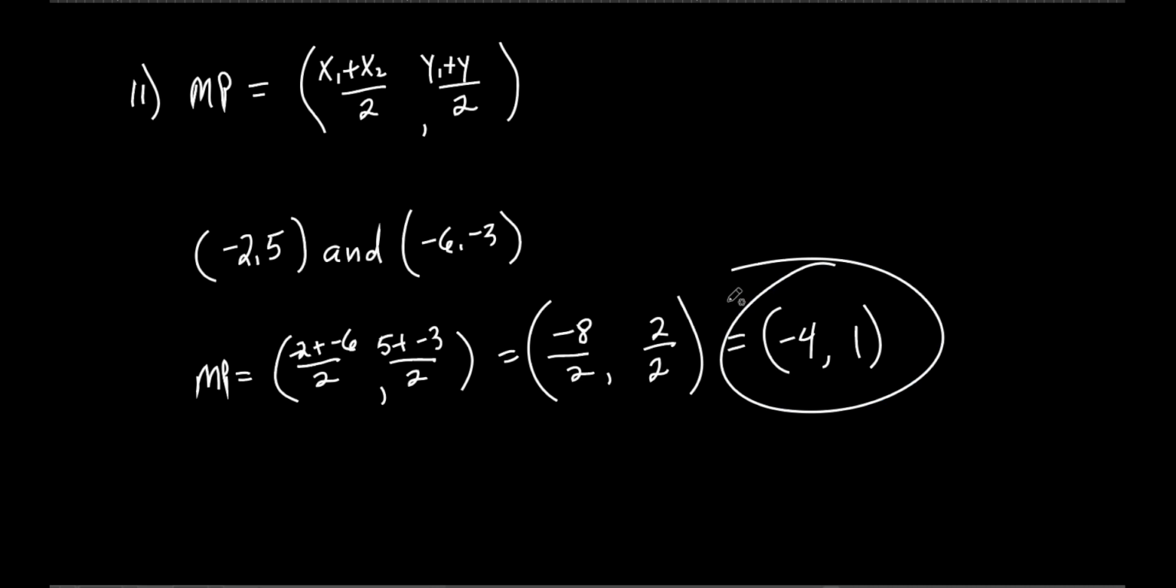That's the midpoint. Remember I said (-2, 5) is up here, (-6, -3) is down here. What's the midpoint? The halfway point is (-4, 1). That's the point that's halfway in between those 2 points.